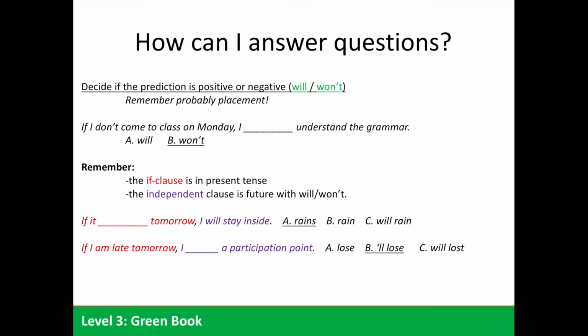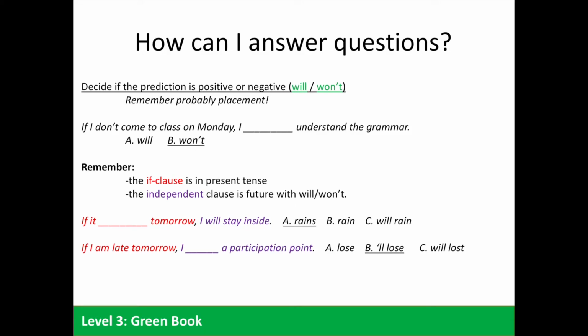Now, to answer questions about future predictions, you'll first need to decide if the prediction is positive or negative. You should also remember the placement of the word probably. Let's have a look. If I don't come to class on Monday, I blank understand the grammar. Again, understand the grammar is probably going to be negative if you don't go to class. So B, won't, is the correct answer.